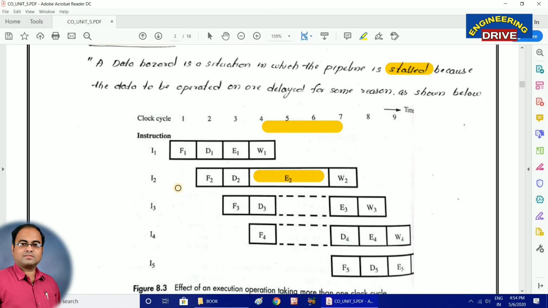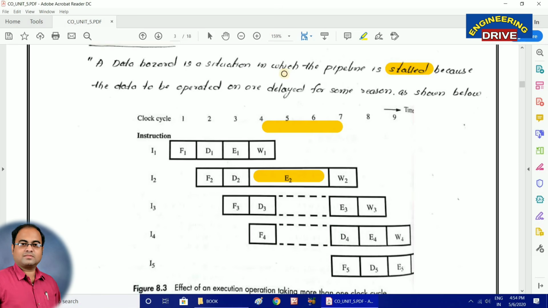Third instruction depends on the execution of second instruction. Fourth instruction depends on the execution of third instruction. Fifth instruction depends on the execution of fourth instruction. If in any instruction one of the steps gets delayed, then automatically it will affect the execution of the remaining instructions. So this is known as a data hazard example.